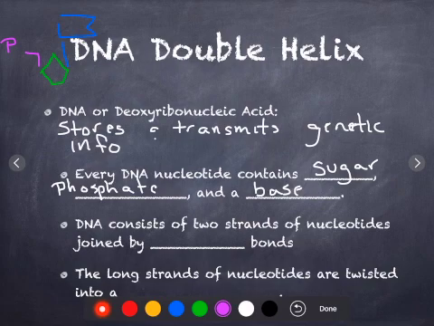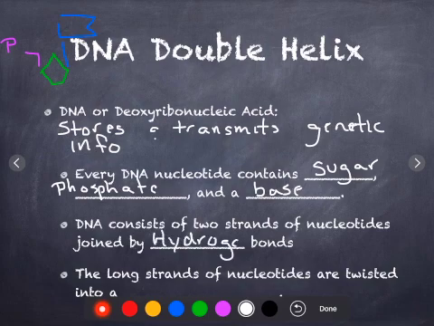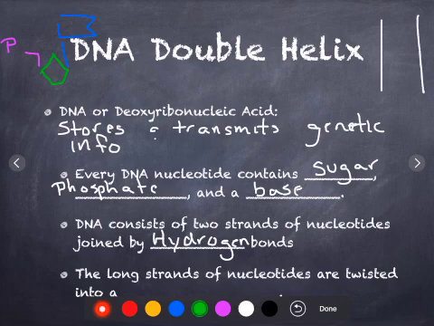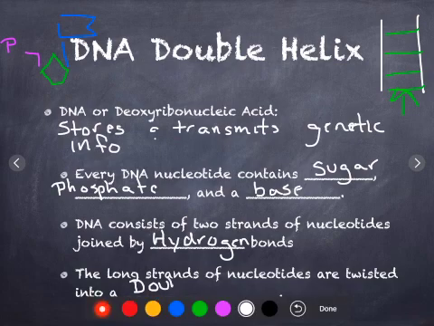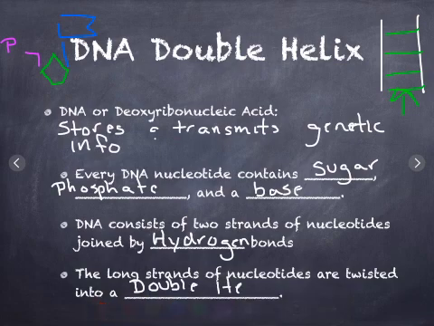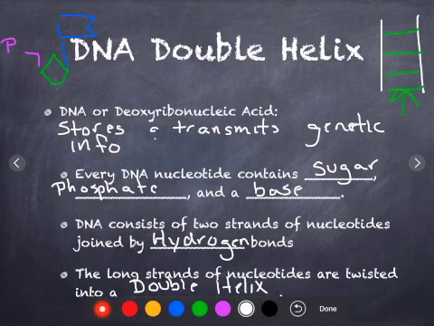Now, our DNA consists of two strands of nucleotides joined together by hydrogen bonds. So when we look at that structure of DNA, hydrogen would be these green structures. These are what hold the two strands of DNA together, okay? And our long strands of DNA are twisted into a double helix, okay? So this is kind of the basic structure of DNA. We kind of need to know this in order to go forward.